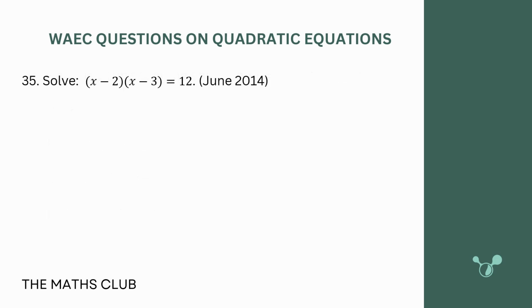Same thing too for question 35. It says that we should solve x minus 2 in brackets, x minus 3 in brackets is equal to 12. We've solved many things like that. Use any method that you know. If I use all the three methods that we know and try to solve it, ensure that you have the same answer for each of the methods. If you do that correctly, your answer should be x is equal to 6 or minus 1.